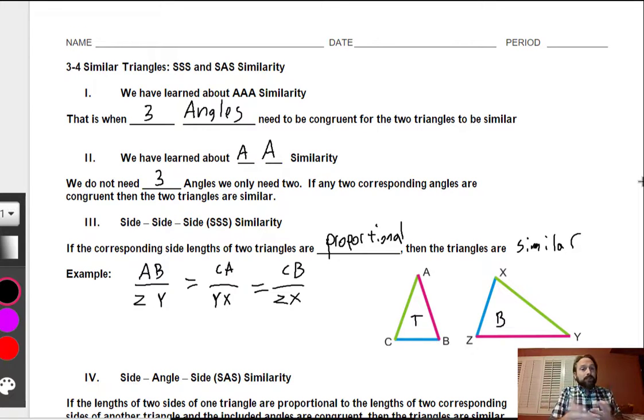So if all those are equal to each other, then hey, guess what? The two triangles are similar. Let's go on.